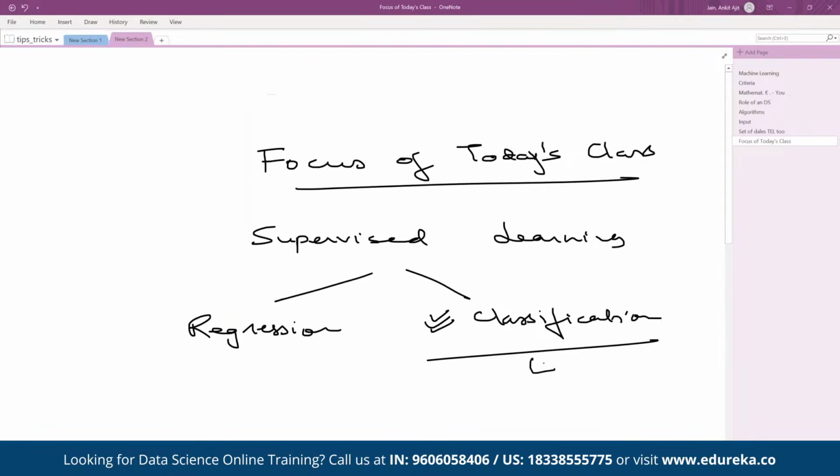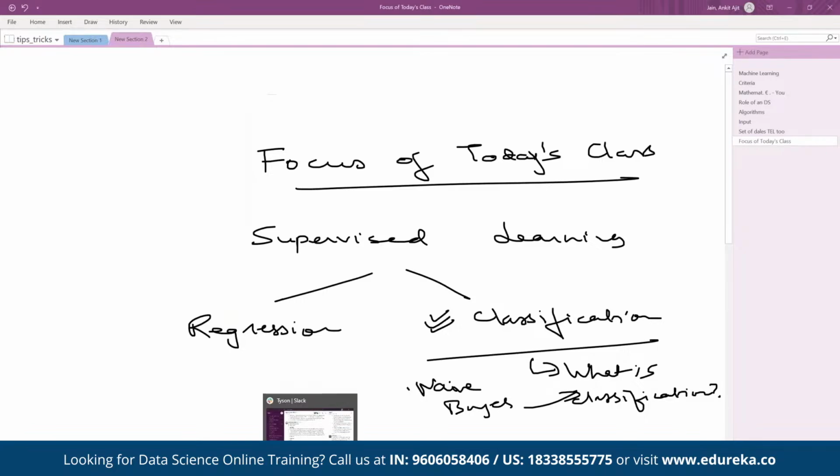So first let me lay a foundation for you. What is classification? How can Naive Bayes be applied to classification? Is it clear? This is what we are here to understand.